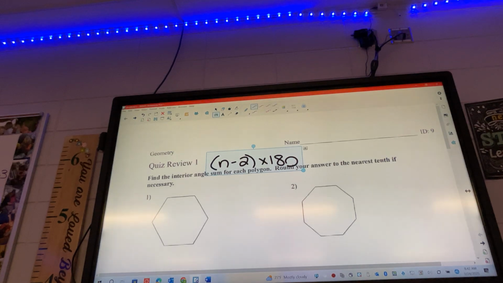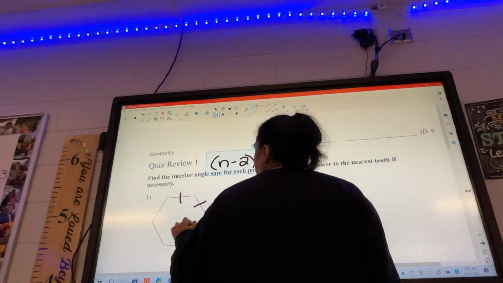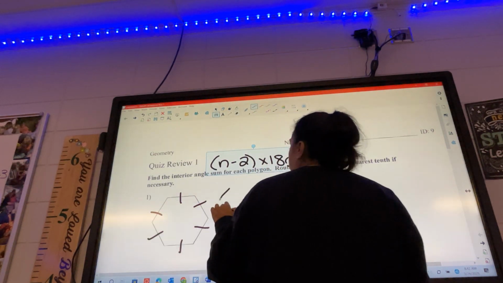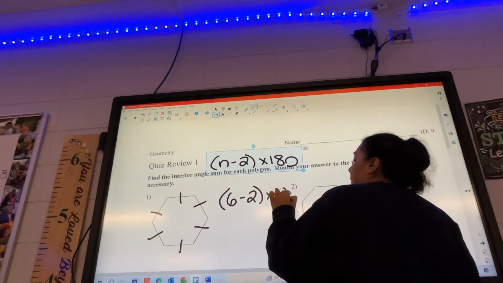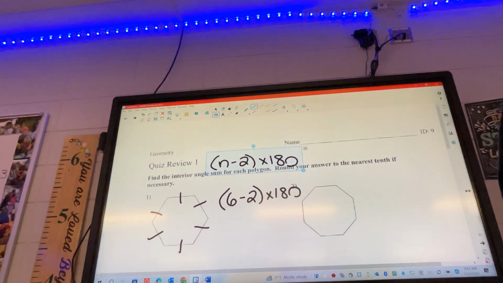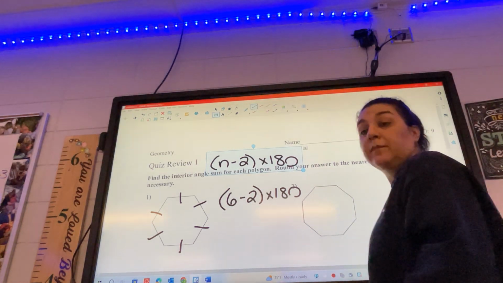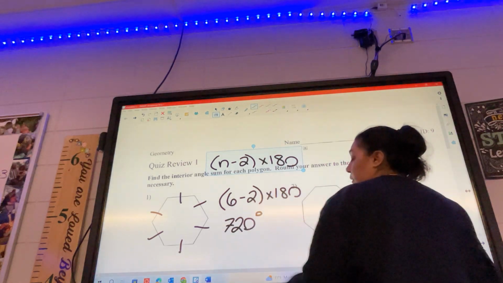Okay, so we go through and count them. How many sides are there? 1, 2, 3, 4, 5, 6. Okay, so there are 6 sides. So it's going to look like 6 minus 2 times 180. 720? Okay, so 720 degrees.